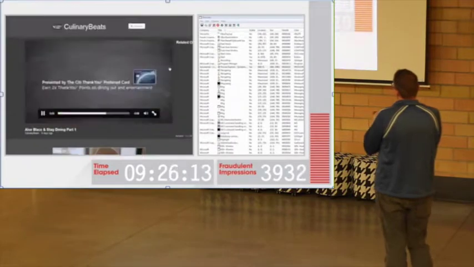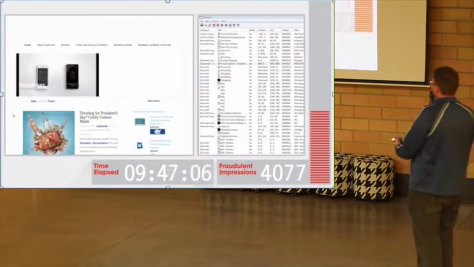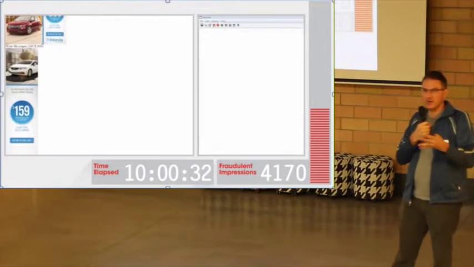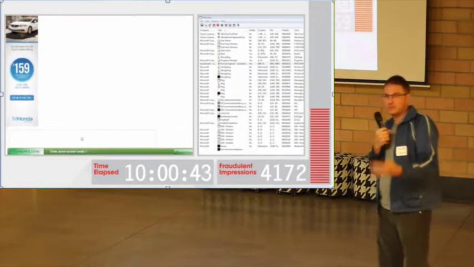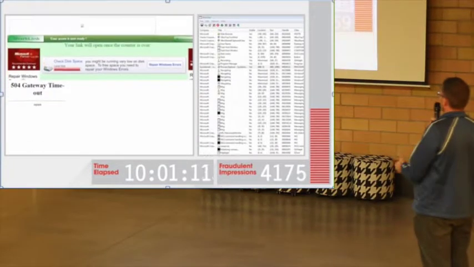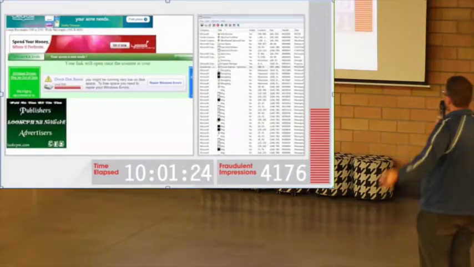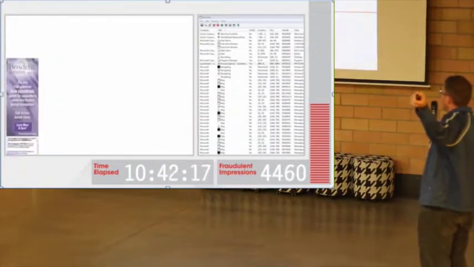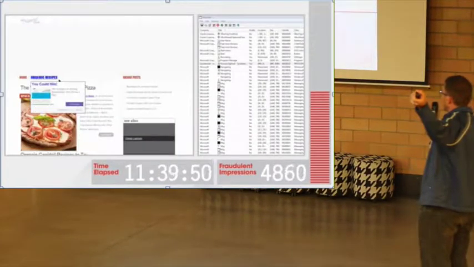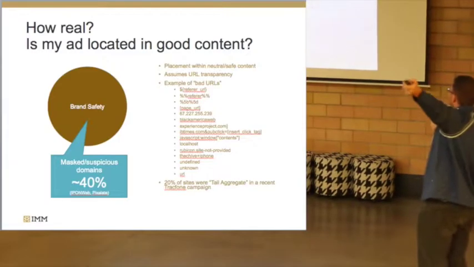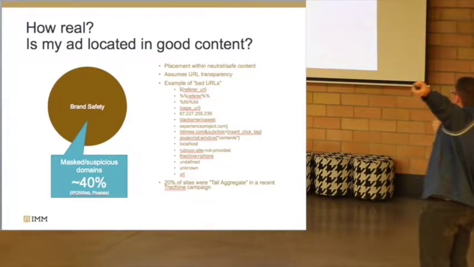Over a 7-minute period, this one computer is generating thousands and thousands of ads. Now consider that a botnet, which is a network of computers, could be in the millions. We're talking about billions and billions of impressions as they accumulate. I'm not going to wait for that red bar to go all the way to the top. I think you get the idea. It's a really good illustration of how it works and what it does.